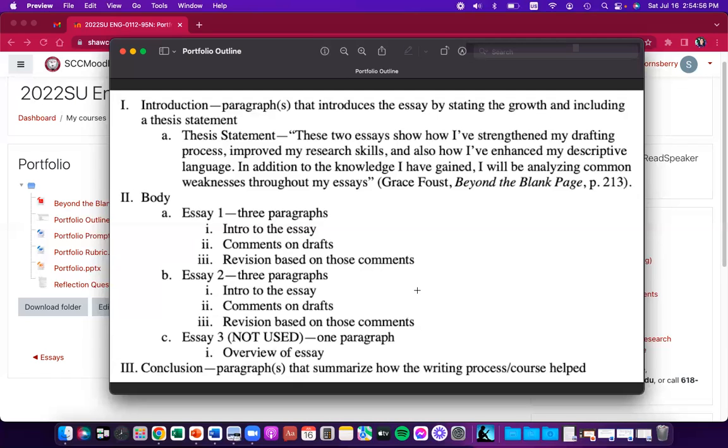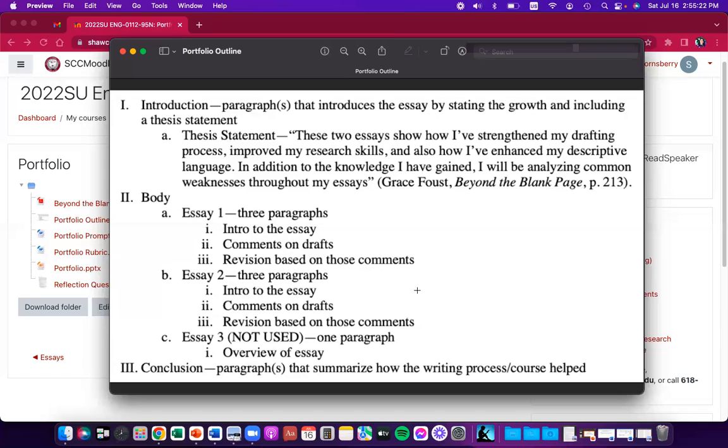Then she moves on to the first essay that she looks at. In the second section, she moves on to the second essay that she's looking at. For the third section, she discusses that third essay, but she actually in just 1 paragraph explains why she decided to not look at that essay. So you can choose whichever 2 of the 3 essays that you want.